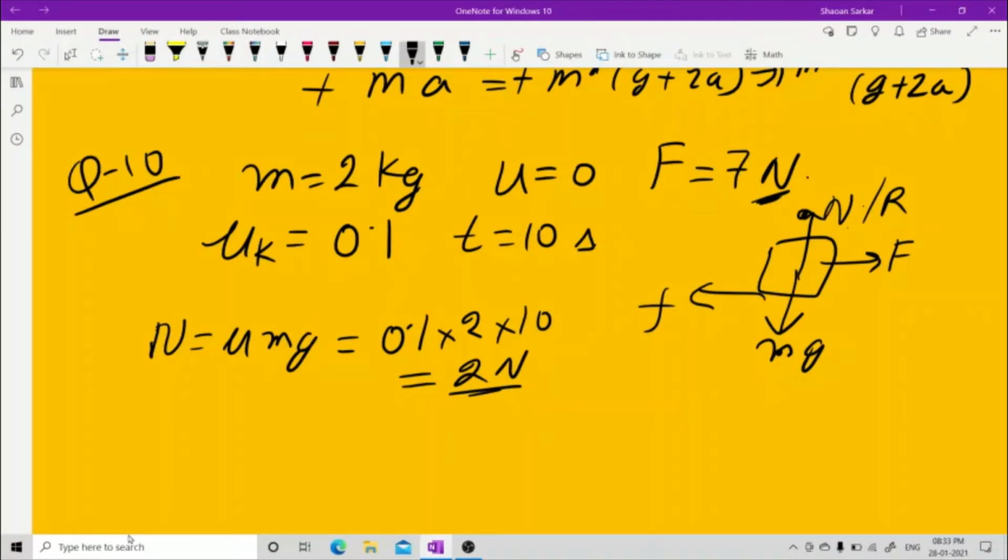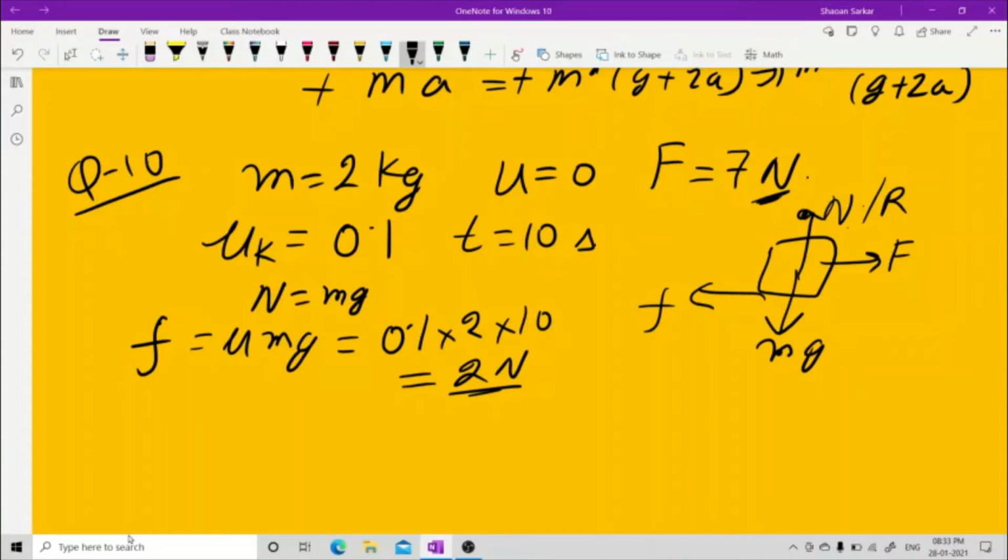Now they are asking the work done by the applied force. This is the friction, sorry, I made a mistake. This is the frictional force, and N is equal to mg. Sorry, I made that mistake. No problem. Now the thing is, I need to know the acceleration.